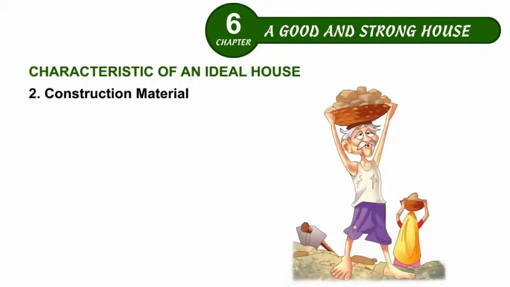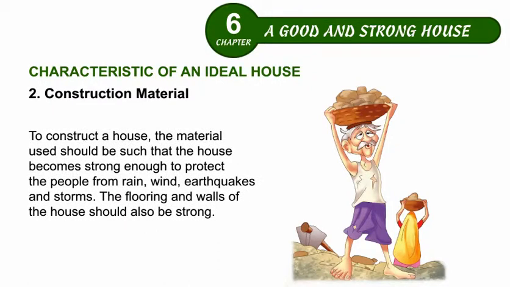2. Construction material. To construct a house, the material used should be such that the house becomes strong enough to protect the people from rain, wind, earthquakes, and storms. The flooring and walls of the house should also be strong.